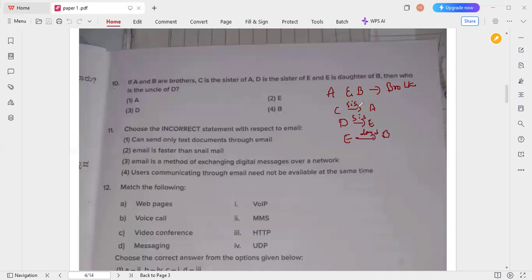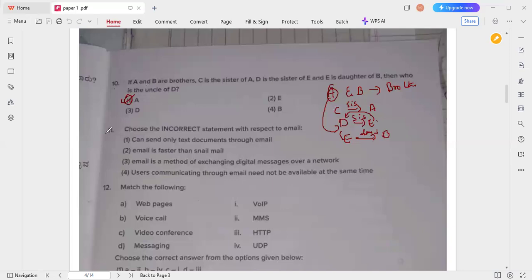So as A is the uncle of E, and E is the sister of D, you can see E is the sister of D. So A is the uncle of E. If A is the uncle of E and E is the sister of D, then A is the uncle of D as well. So option 1, A, is the correct answer.